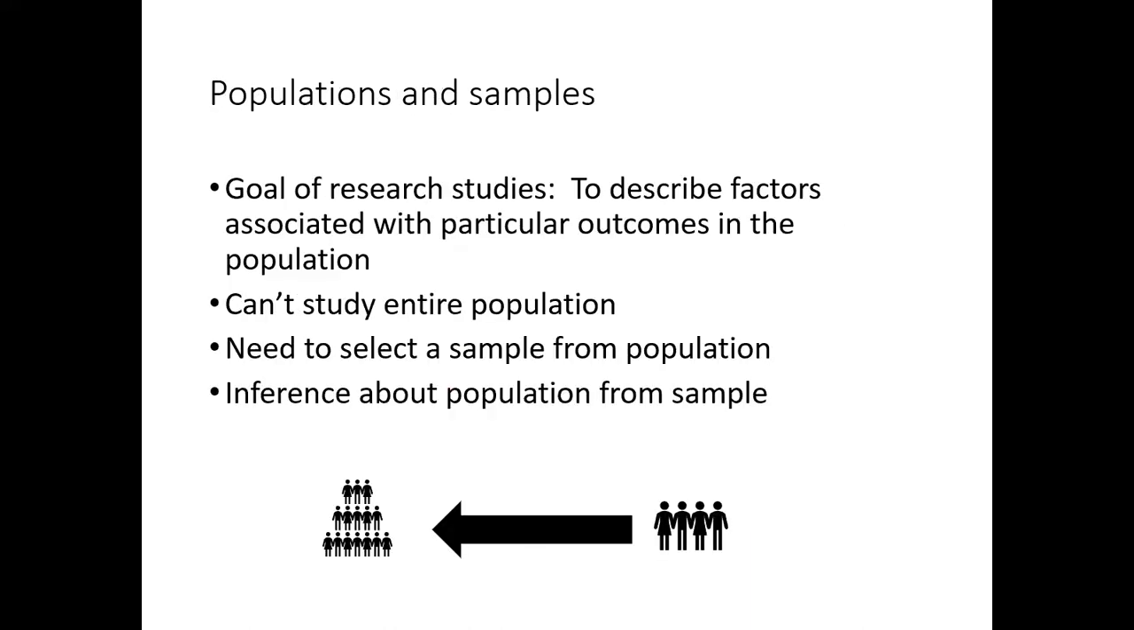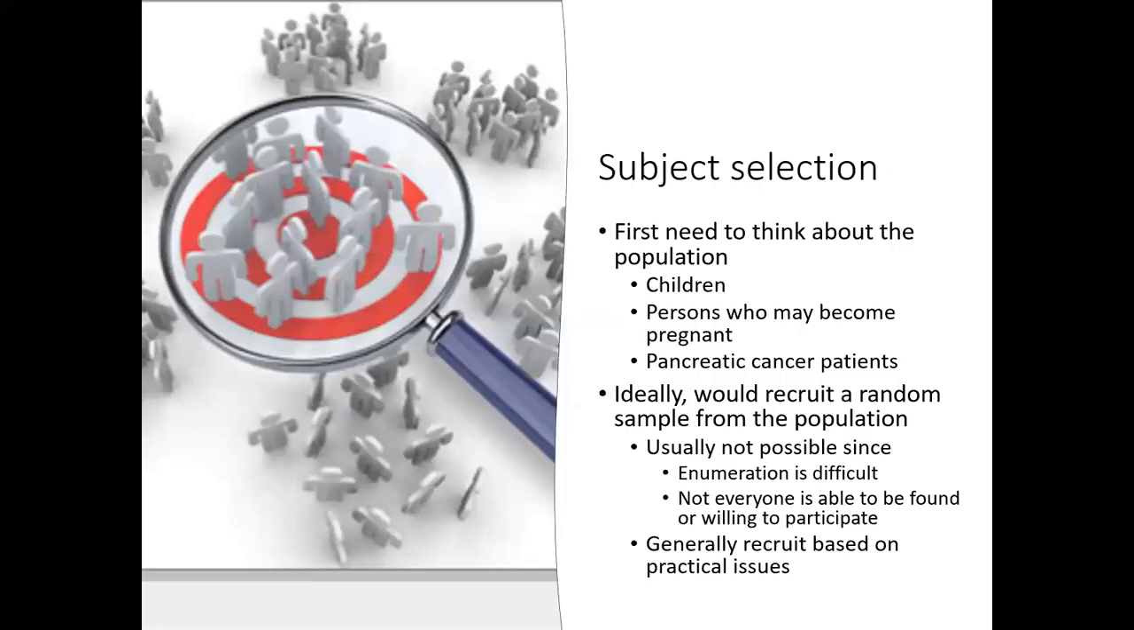So when we do a research study, we want to describe factors associated with particular outcomes within the population, but we can't study the entire population, whether this be defined geographically, or defined by someone who has a disease. We need to select a sample from that population, and we make inferences about the population from our sample. So we need to find people to participate in our study. So we need to think about our population.